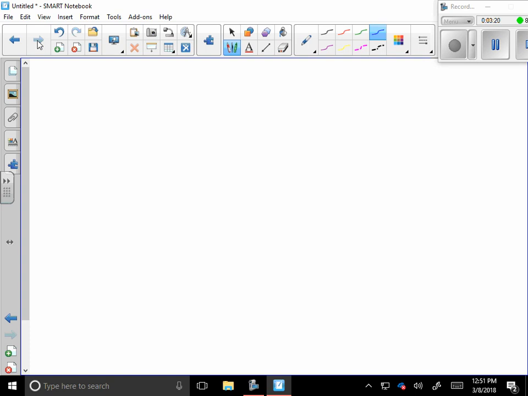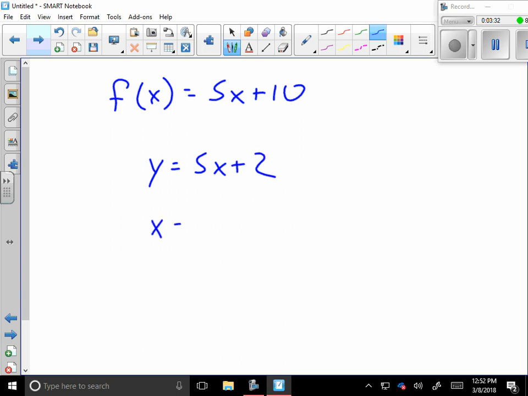Number 4, we want to find the inverse of f of x, 5x plus 10. If instead of calling it f of x equals, we call it y equals, then our inverse would be x equals, and y where the x used to be. And if we solve this for y to get it back into a form like the other one was, we would need to subtract 2 from both sides.